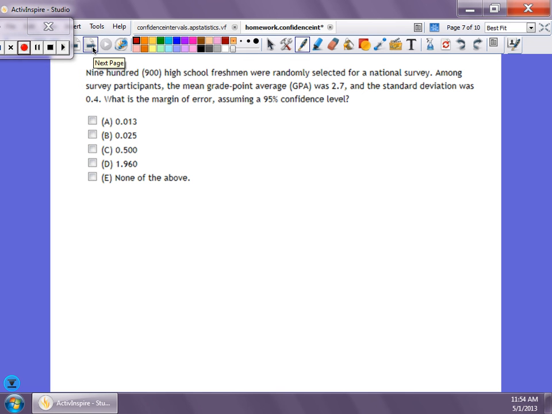900 high school freshmen were randomly selected for a national survey. Among survey participants, the mean GPA was 2.7 and standard deviation was 0.4. What is the margin of error? Notice that they've only asked us to calculate the margin of error, not a confidence interval. Remember, the margin of error is going to involve a z-star or a t-star. Because the sample size is so large, 900 is a very large sample size, we can approximate the t-distribution with a z-distribution. So we can use a z-critical here.